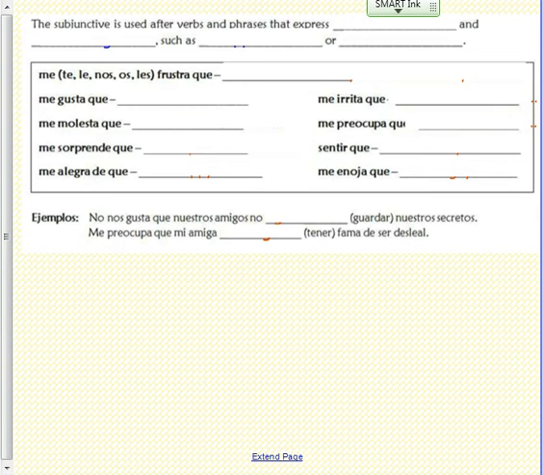These sentences show us that the subjunctive is used after verbs and phrases that express emotion or feeling, such as happiness or frustration, anger, sadness, surprise, or any other emotion you can think of. Take a look at the list of verbs that you will start to recognize as trigger phrases for the use of subjunctive in the dependent clause. Pause the video and see how many of them you can translate to English based on prior knowledge or cognates.